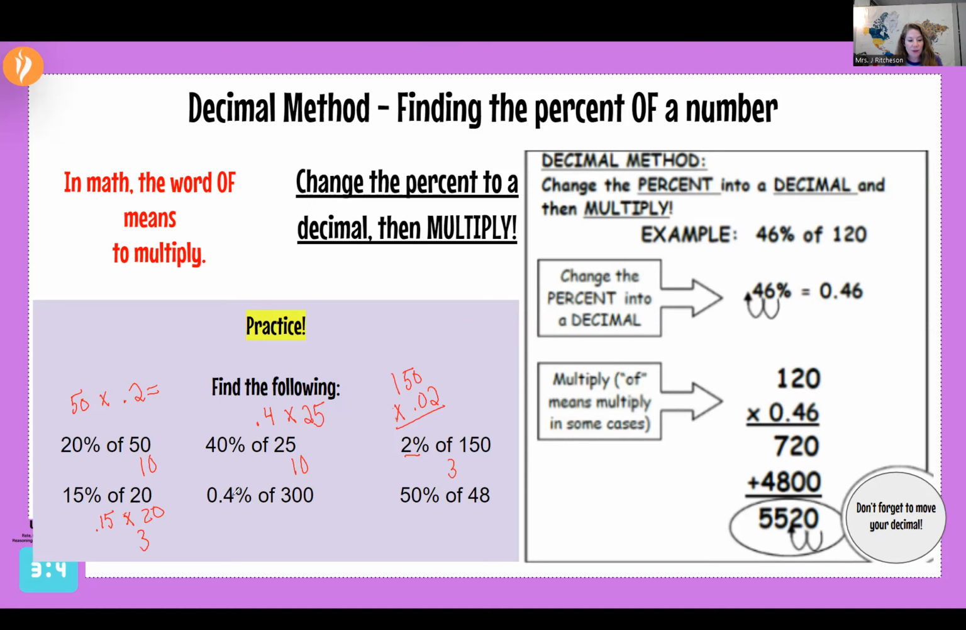All right, what about this one? When you moved your decimal 2 places to the left, what did you get? It should be 0.004 times 300. What a tiny, tiny little percent that is. 0.004 times 300 is just 1.2, which makes sense because the percentage is so small. And then half of 48, we don't even need a calculator, do we? Half of 48 is 24. So I hope you guys got all of those right.